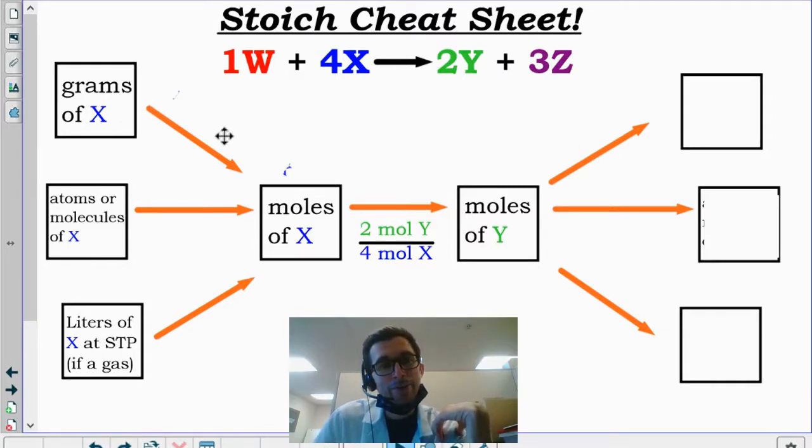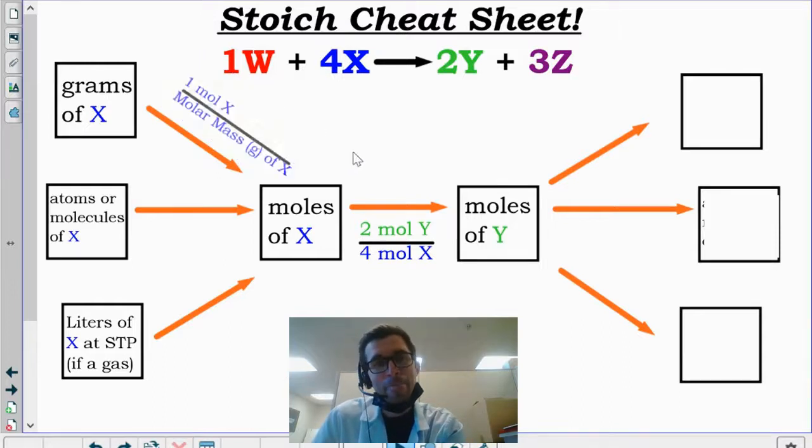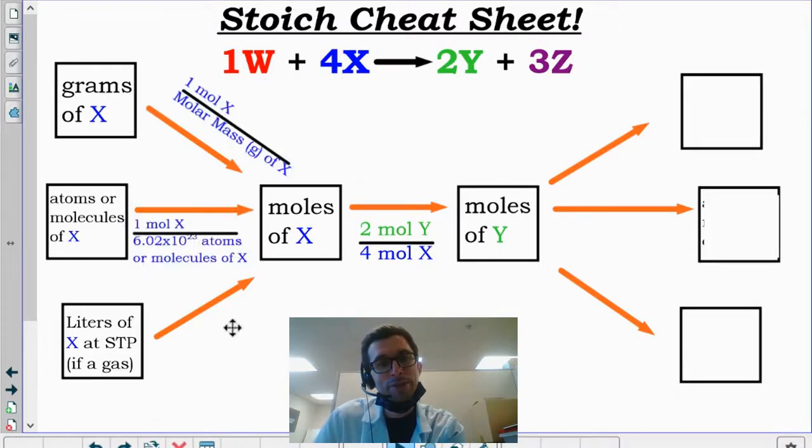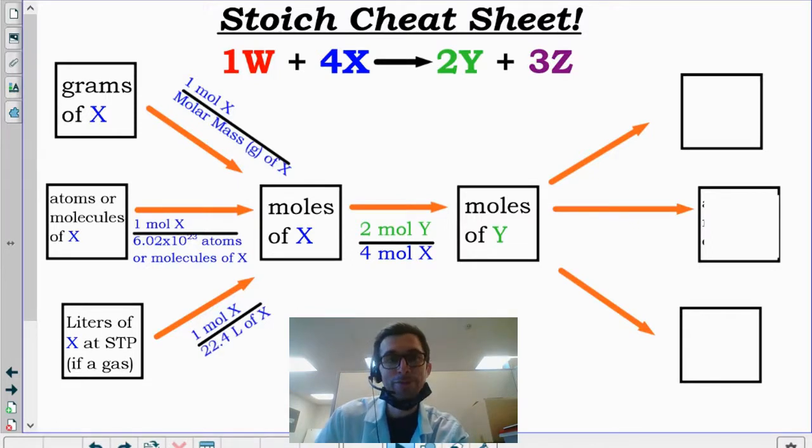So on the arrows, let's add what the conversion factors would be for these three conversions. Take a minute or two, jot these down. These should look familiar because we've done this before. We've converted from grams of something to moles by using the molar mass. We've converted from atoms or molecules of something by using the 6.02 number. And we've used the 22.4 liters to convert from liters to moles.